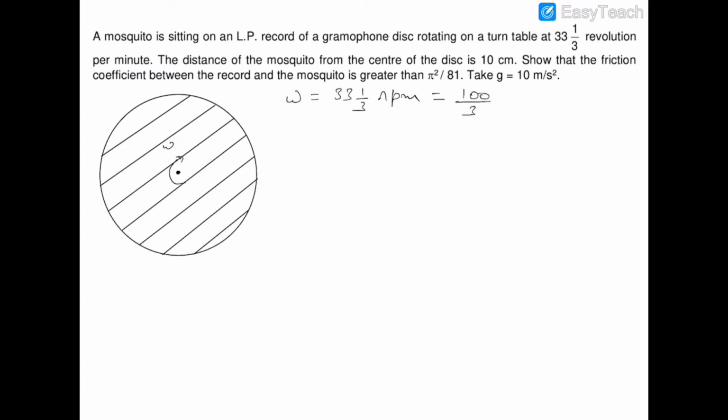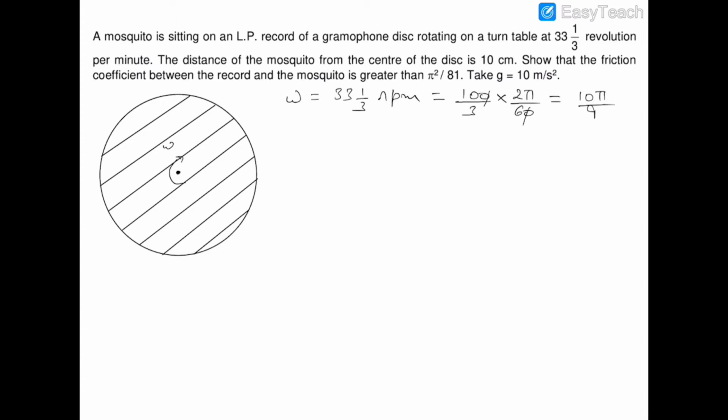Now if we wish to convert this revolutions per minute into radians per second, we can multiply it with 2 pi in the numerator and 60 in the denominator, because one rotation has 2 pi radians and 1 minute has 60 seconds. So this will be equal to 10 pi by 9 radians per second. So this is omega.